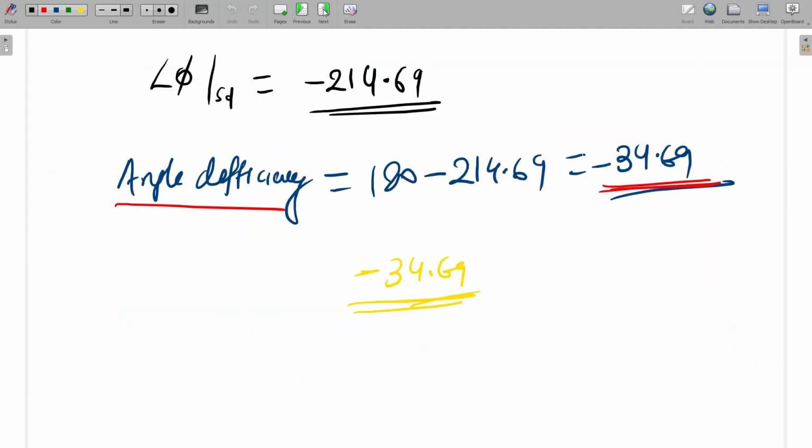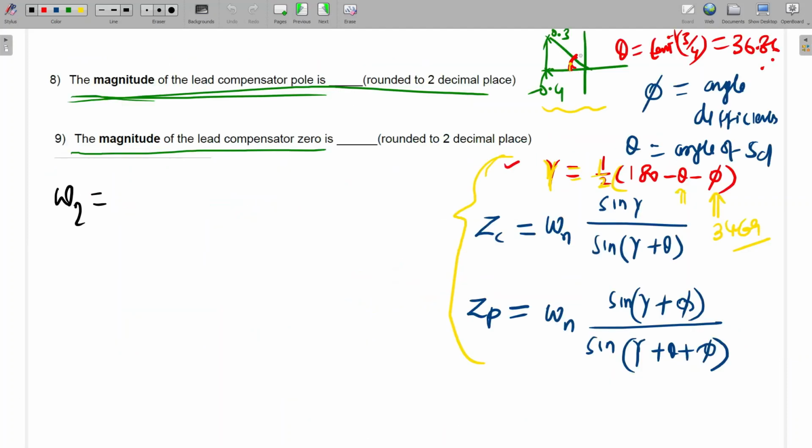See, from here also we can see 0.4 and 0.3. So what is omega n? Omega n is this length only. So omega n is equal to the square root of 0.3 square plus 0.4 square. That is how much? 0.5. Is it correct? So omega n is equal to 0.5.